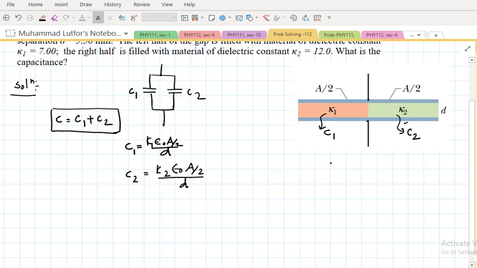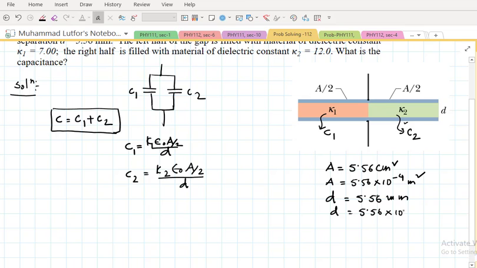Now this information is given. The area of the total parallel plate capacitor is 5.56 centimeters square. I'll convert that to the SI system, which is 5.56 into 10 to the power minus 4 meter square. Then the separation between the plates D is given as 5.56 millimeter. Converting to the SI system, it is 5.56 into 10 to the power minus 3 meter. And the dielectric constant kappa 1 is 7 and kappa 2 is 12.